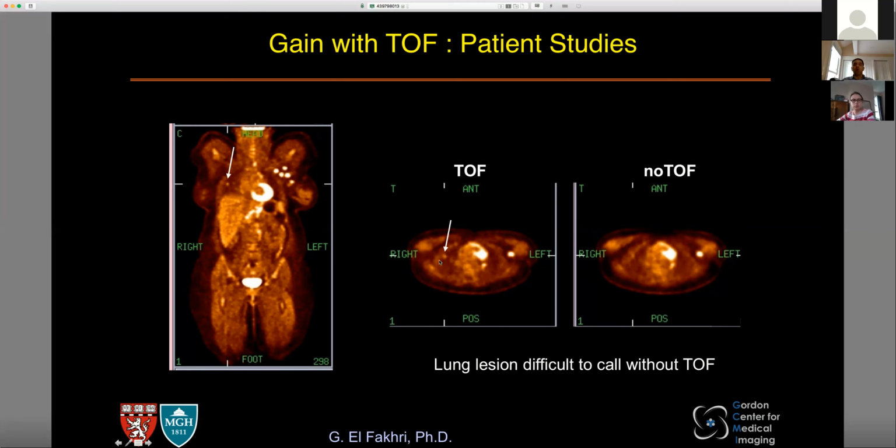Those are the ones that we call lesions with marginal detectability, meaning that the human eye, the observer, the radiologist, the medical physician who's looking at these studies, will have a hard time picking a lesion here. It's a lot easier to see it here. And that has a lot of implications because that means now we have a lesion that is distant from the initial disease, the primary tumor. So that means you have metastatic disease. That changes the stage of the patient. So that's one aspect where time of flight is going to improve image quality.